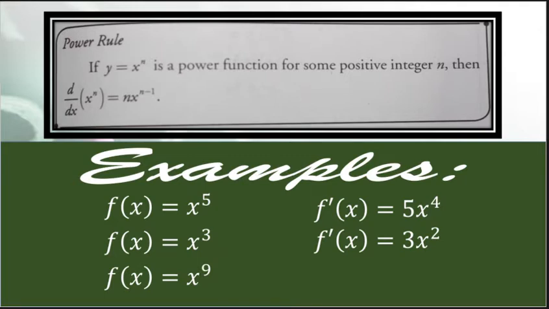How about this example? f of x is equal to x to the 9th power. What do you think is the derivative? Okay, I guess you've got it. So, bring your 9 down. Just subtract 1 from 9. So, that's 8. So, the final answer would be y prime of x is equal to 9x to the 8th power. Very good.